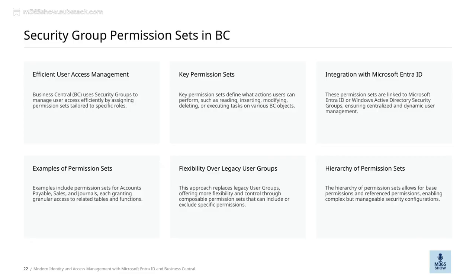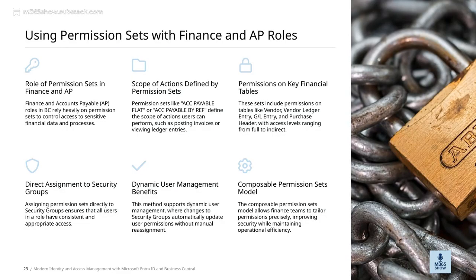Finally, Business Central uses security groups to manage user access efficiently. By assigning permission sets to these groups, we can ensure users have the right level of access based on their roles, making security management both streamlined and effective. Now, let's look at how the Composable Permissions sets model enhances our finance and AP roles.